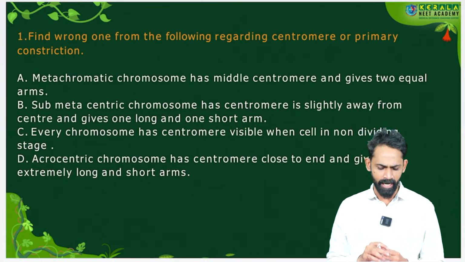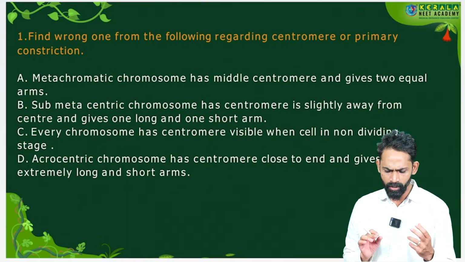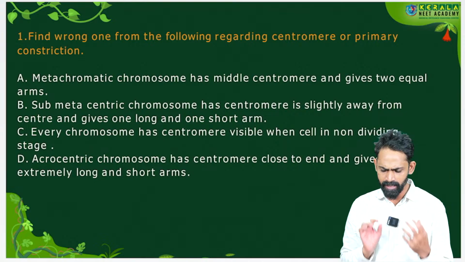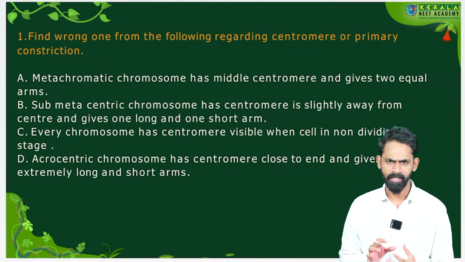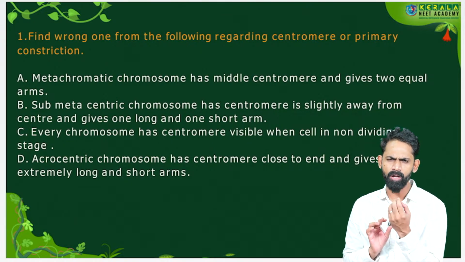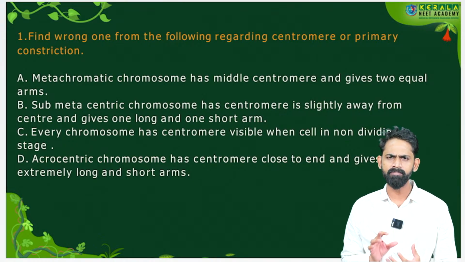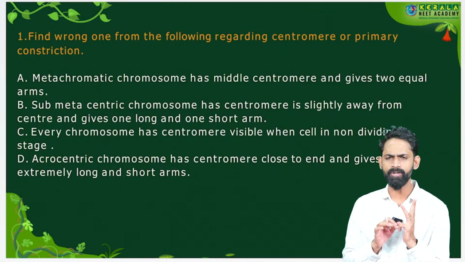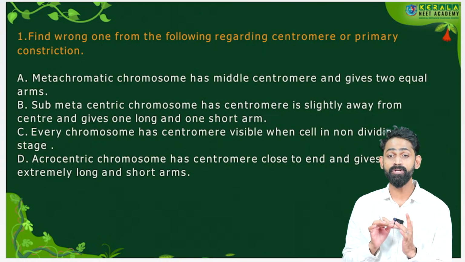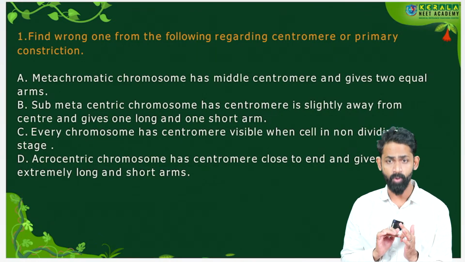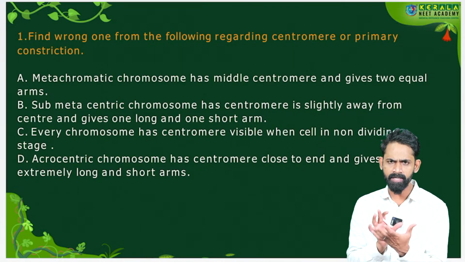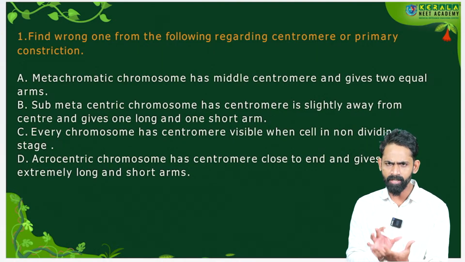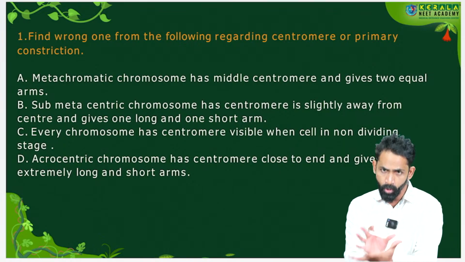The first question is: find the wrong one among the following regarding the centromere or primary constriction. Here we need to find which one is wrong. First of all, 1 or 2% of students have confusion between the terms. One is the centromere, which is also called the primary constriction. Second is the centriole, next is the centrosome, and the next is the kinetochore. At any condition, don't get confused between the centromere, primary constriction, centriole or centrosome.